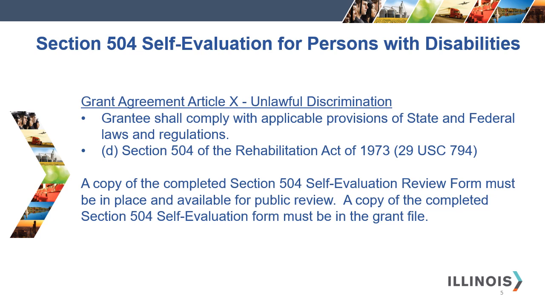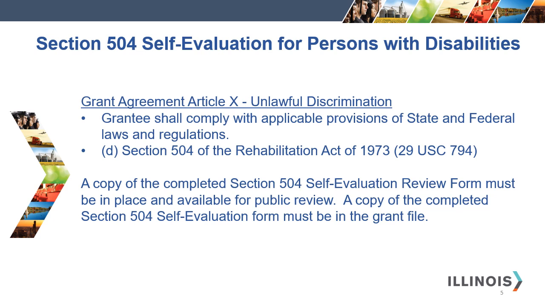The application for CDBG funding required that the applicant's chief elected official sign the local government certifications form. Number 11 on that form says that the grantee will conduct a Section 504 self-evaluation of its policies and practices to determine whether its employment opportunities and its services are accessible to persons with disabilities.